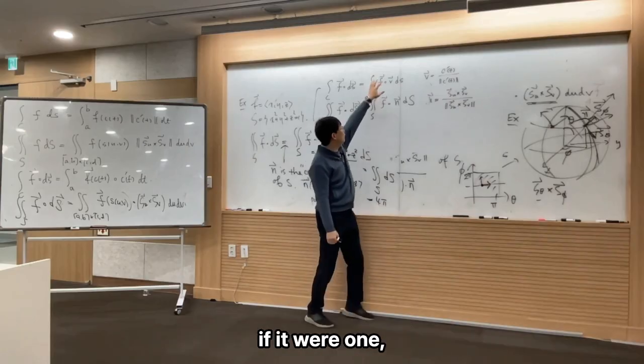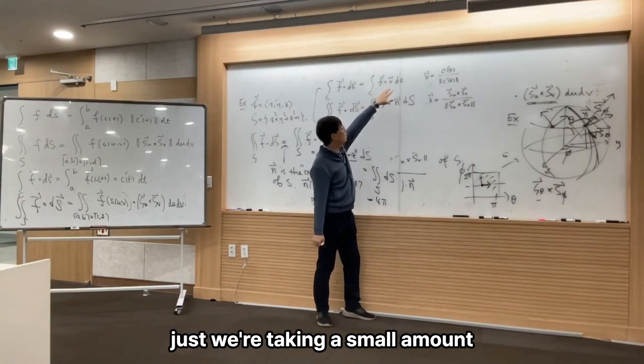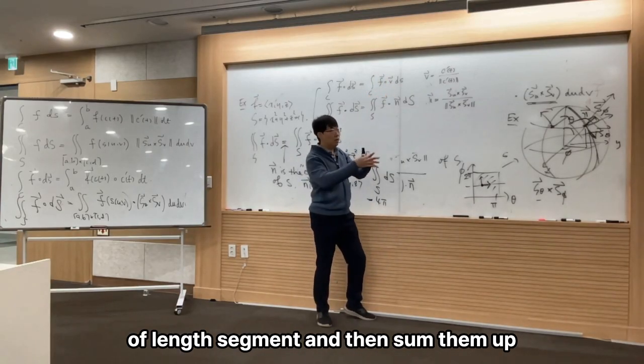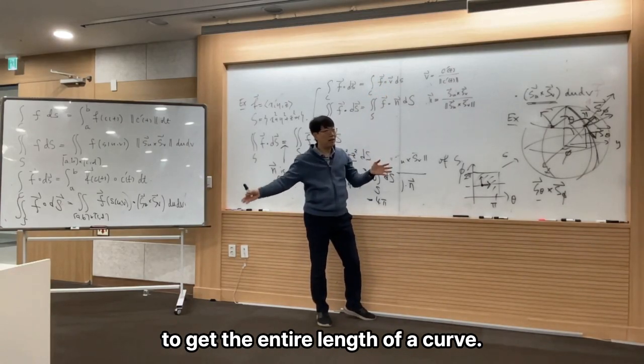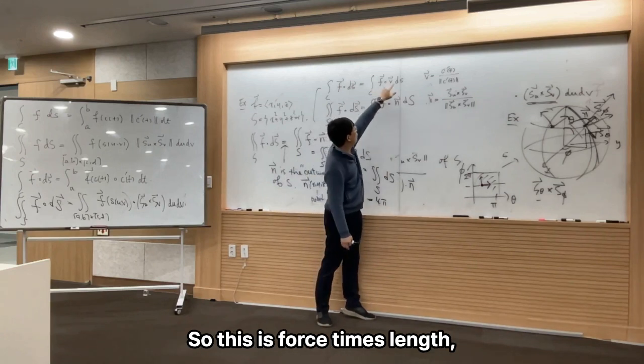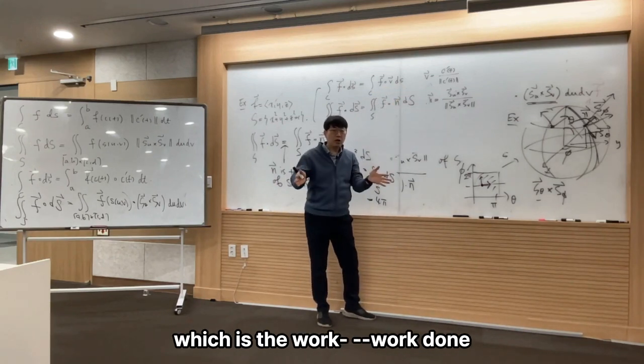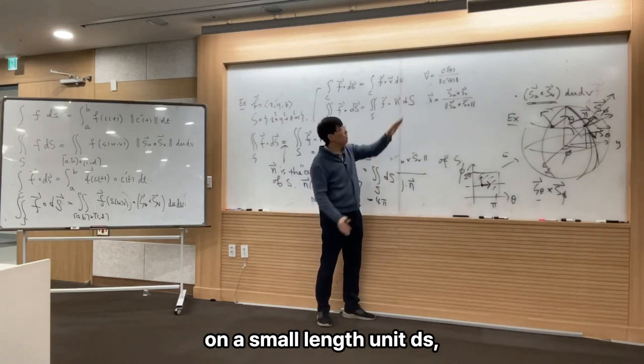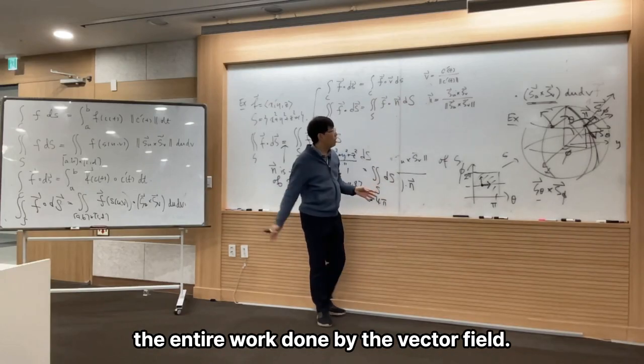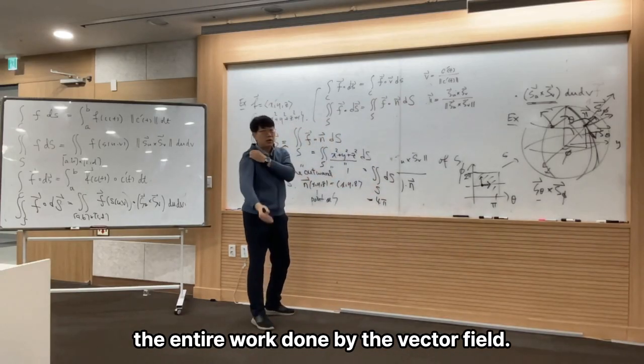Because if we're taking a small length segment and then summing them up, we get the entire length of a curve. So this is force times length, which is the work done on a small length unit ds, and then we sum them up to get the entire work done by the vector field.